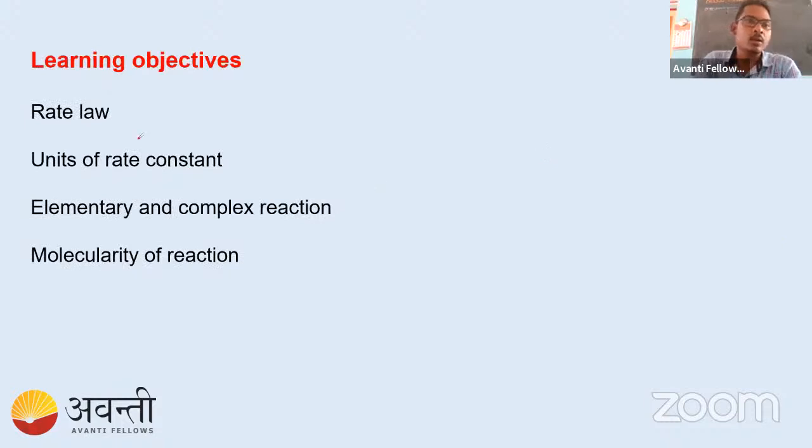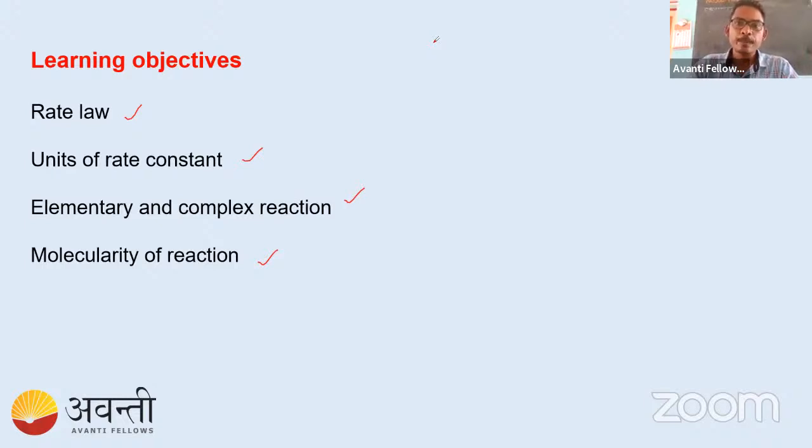Rate law, unit of rate constant, elementary and complex reactions, and molecularity of reaction. Don't worry, we'll discuss them one by one. Rate law is nothing but writing the rate equation of the reaction in terms of reactants. We will get one proportionality constant in the rate law, and we're going to find out the unit of that constant. Unit means, for example, the unit of time is second and the unit of distance is meter. Like that we'll see all these things.